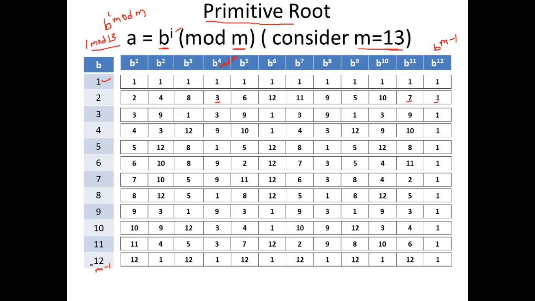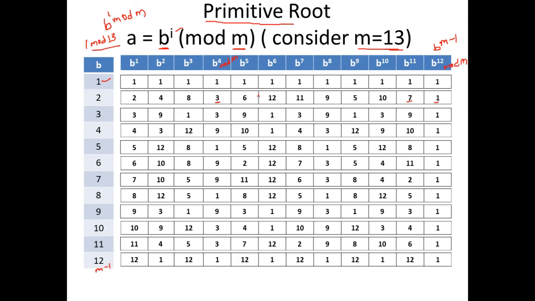So what is m here? 13. So we have taken values of b from 1 to 12 and we have computed this by using b raised to the power, mod 13. What is m here? Mod 13. And what is this? b raised to the power 1 to b raised to the power m minus 1. So 13 minus 1 is 12. So this is b raised to the power 12 mod m. That is nothing but b raised to the power 12 mod 13.